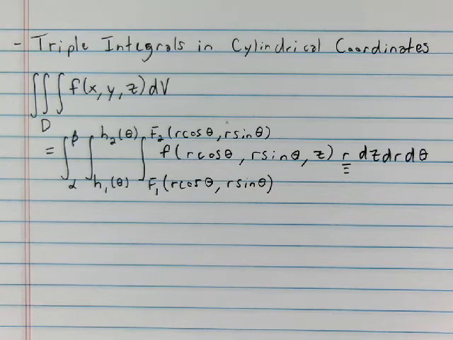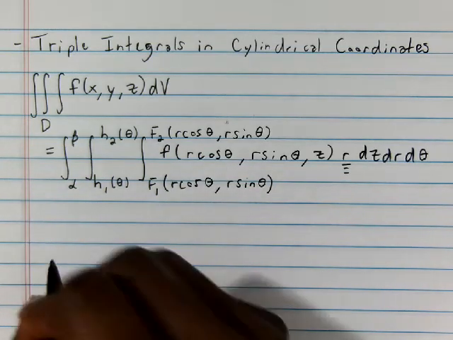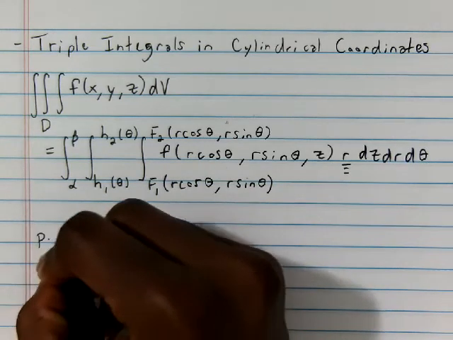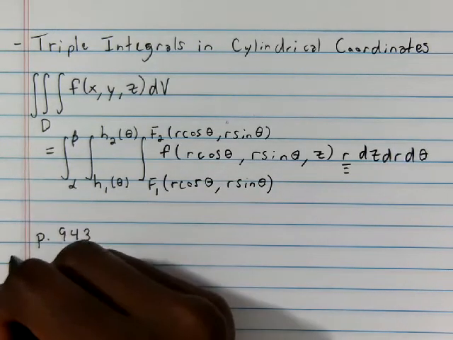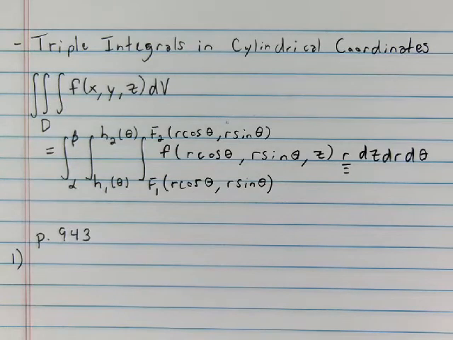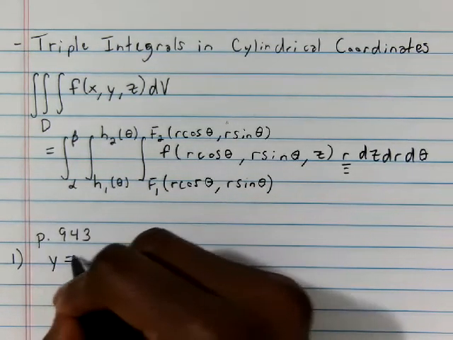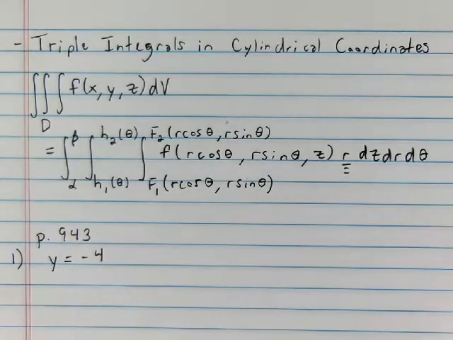All right, so let's look at an example from the textbook. We're going to start on page 943, and we're going to do number 1. Number 1 says, in exercises 1 through 8, write the equation in cylindrical coordinates and sketch its graph. And they give us y equals -4. So they want us to write this in cylindrical coordinates and sketch its graph. And remember, we're working in 3 dimensions, so this is going to be a plane in 3 dimensions.